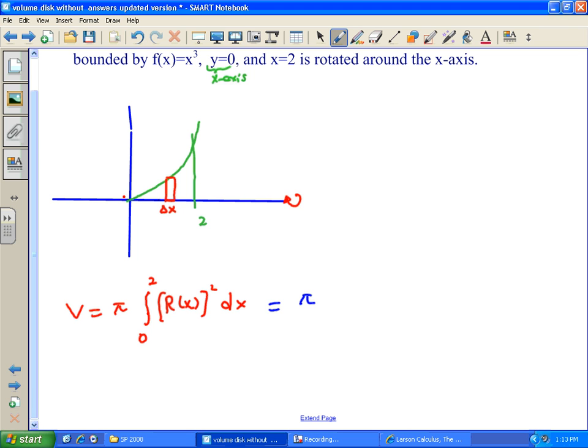X to the third, right? Because this function here was given by f of x equals x to the third. So this height, this length of your rectangle, depends on where you're bordering the function, but no matter where you are, it's given by the function, basically. So r of x in this case is just the x cubed function. But don't forget to square it as the formula requires.